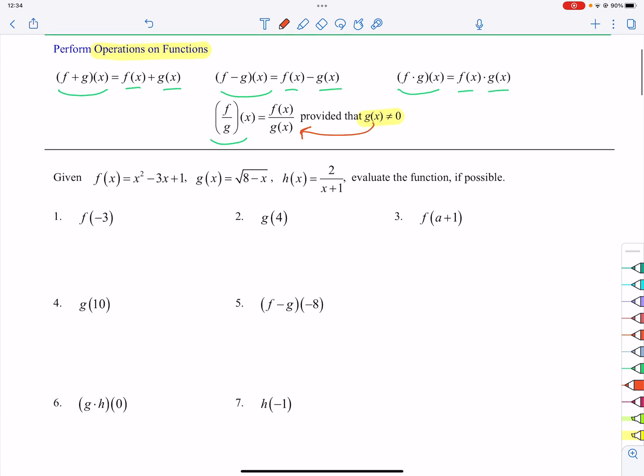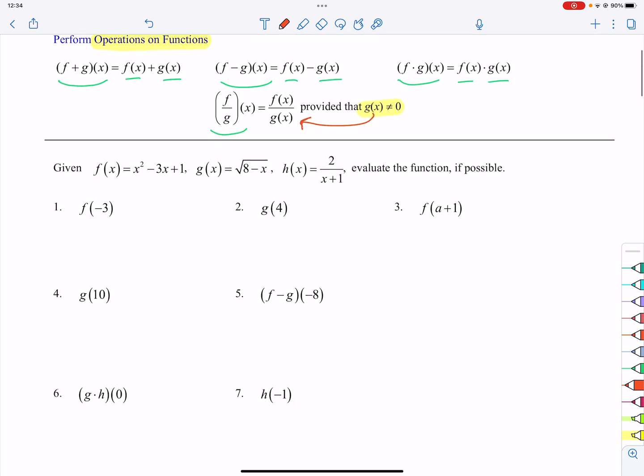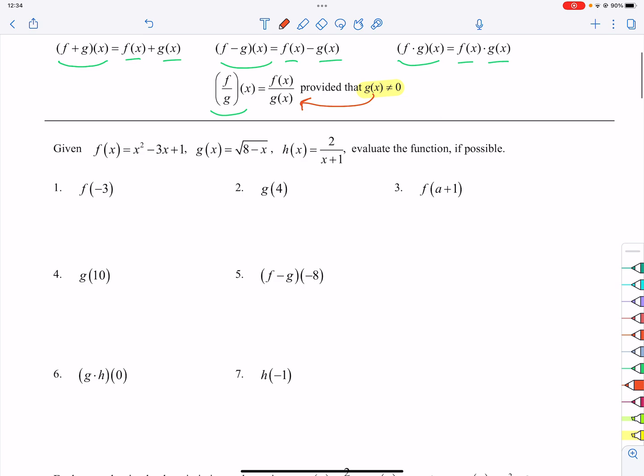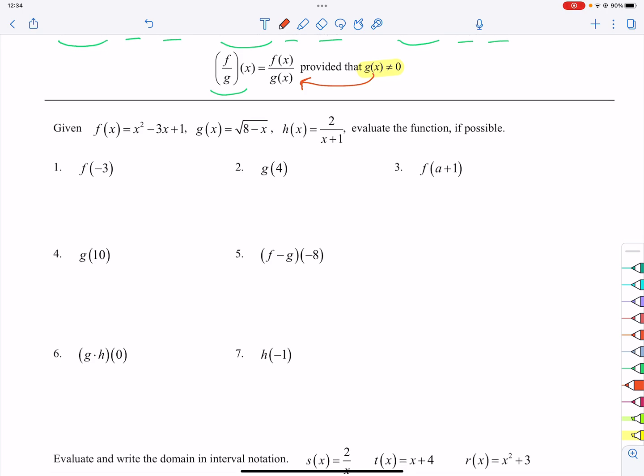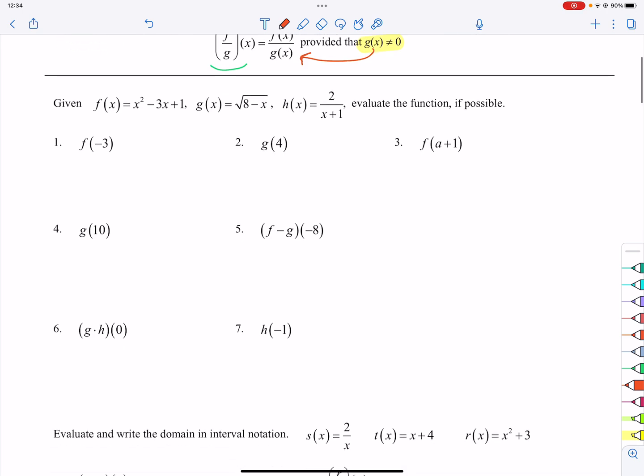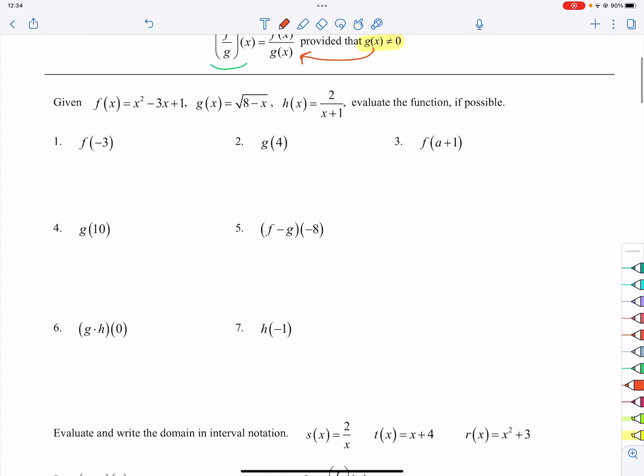So let's begin. We're given function definitions for f of x, g of x, and h of x. We have a quadratic function for f of x, we have a root function for g of x, and we have a quotient function for h of x, or a rational function. So let's first find f of -3. So here we will use the function definition given for f of x, and we just have -3 squared minus 3 times -3 plus 1.